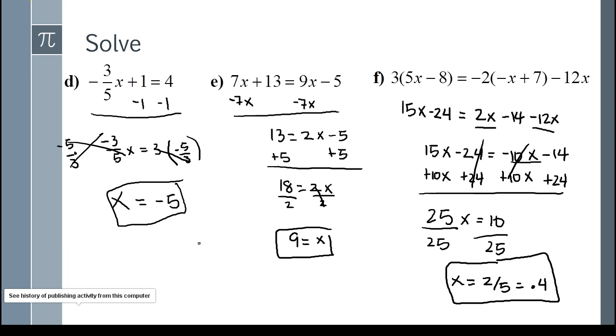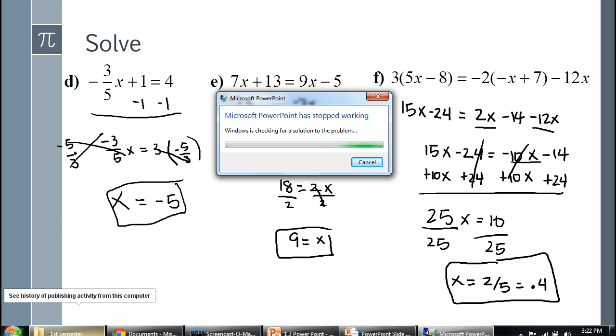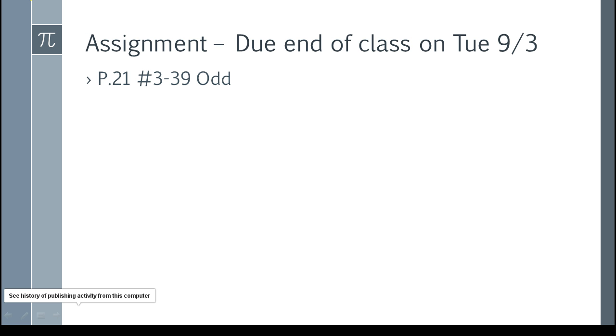Tomorrow in class, you're going to have to do an assignment based on that. The problems are number 3 through 39 on page 21, and it should be due at the end of class. You should have plenty of time in 45 minutes to get this done working in groups. If you have any questions on any of the problems we did, circle it and make sure you ask me before we get started. See you guys tomorrow.